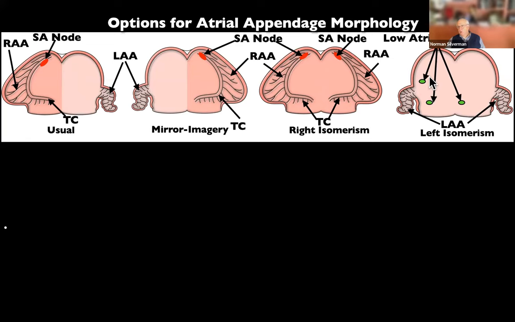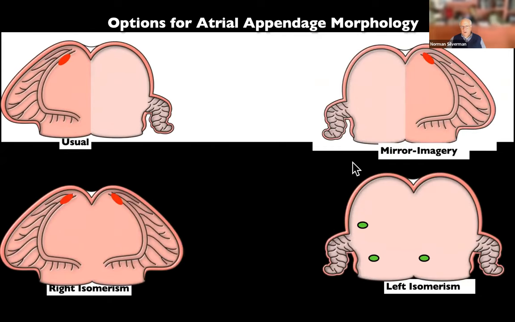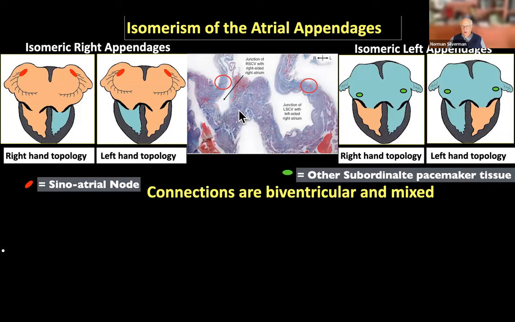And in left isomerism, because the sinus node is the right structure, there's no sinus node in either atrium because they are both morphologically left atriums, and they have low atrial pacemakers, which gives rise to the characteristic coronary sinus rhythm on ECG. Now, in addition to this, here is a histology of a fetus, a patient with right isomerism showing bilateral sinus nodes in the presence of an AV septal defect. So this is probably a right atrial appendage. We don't normally get to see this histology in the diagnosis.